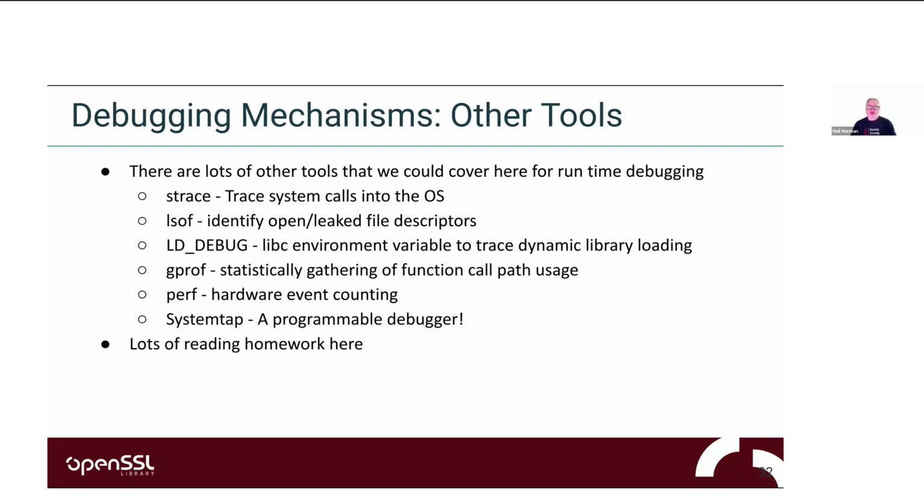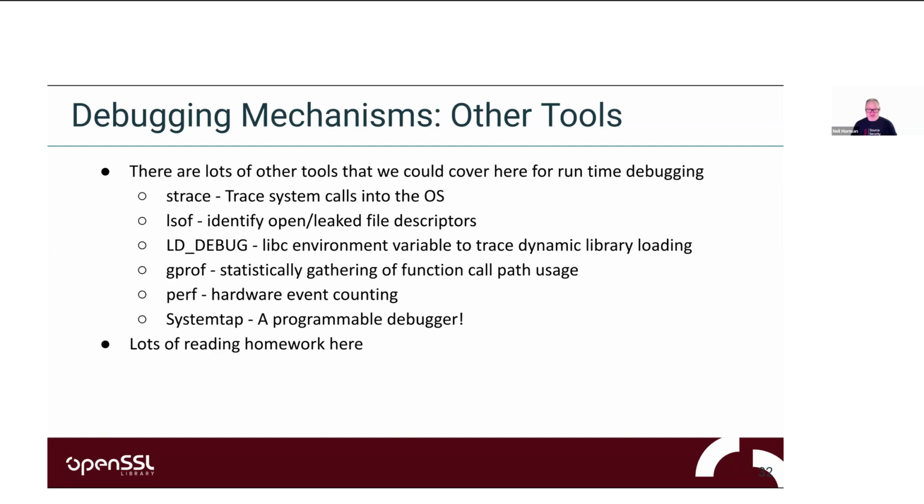gprof and perf are great for statistical gathering of performance data. gprof allows instrumentation of your binary to gather function call counts and code path execution so that you can determine where your application is spending a lot of its time. Perf similarly will do that, but uses hardware event counting, for which there are a number of counters. You can detect cache miss rates and branch miss rates with perf. Very, very useful if you get a chance.